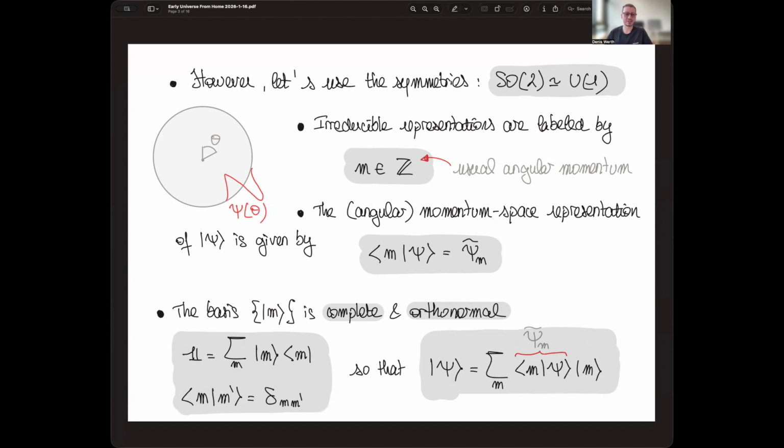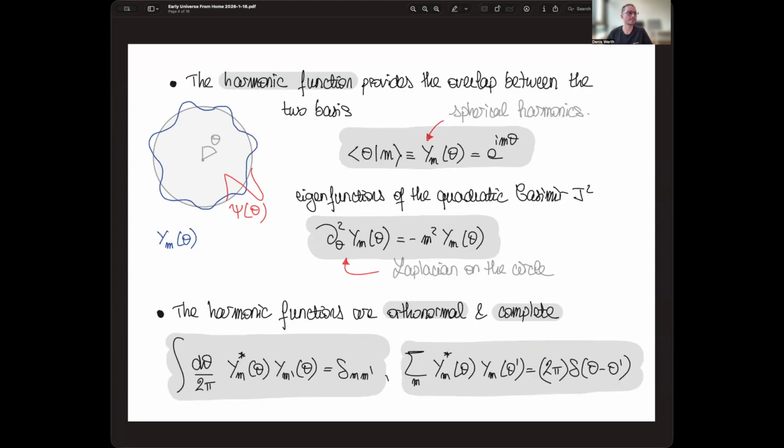This label defines the angular momentum space representation of the state psi, whose projection on a base element m gives the corresponding coefficient in momentum space. Just like the position space basis, the momentum space basis is complete and orthonormal, so we can fully decompose a state psi onto this basis.